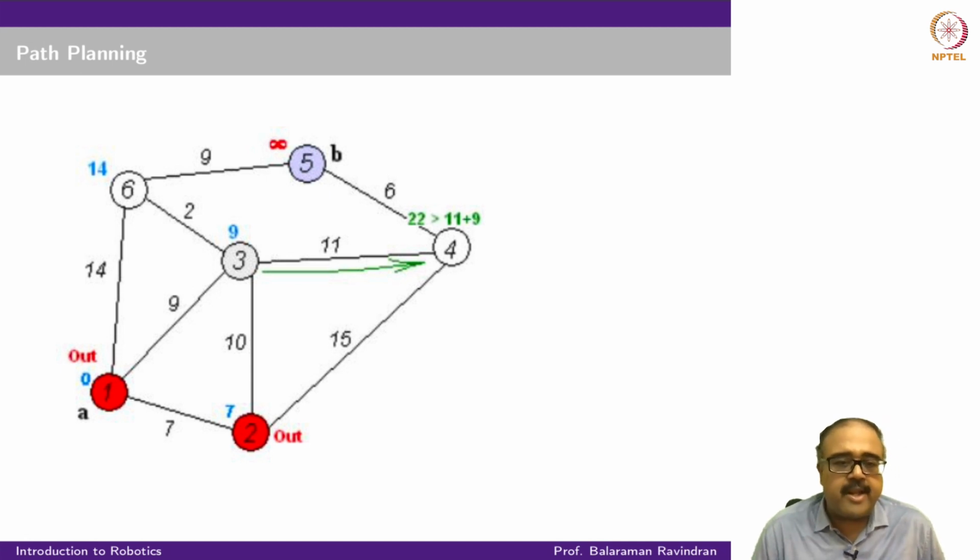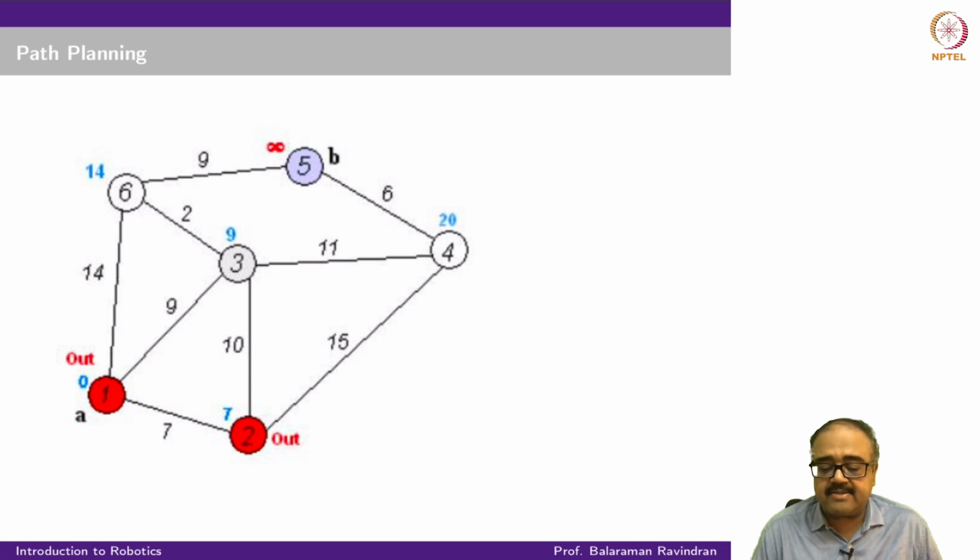So 1 and 2 have already been considered and completed, so I will not look at 1 and 2. I will look at only 4 as a possibility, right? So remember, 4 has a distance of 22 already. Now if I come to 4 through 3, I'll have a distance of 9 plus 11, which is 20, which is less than 22. Therefore, I'll replace the distance of 4 with 20.